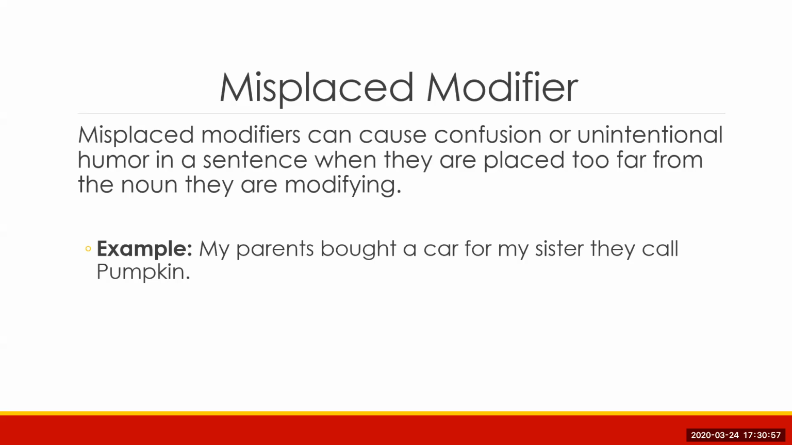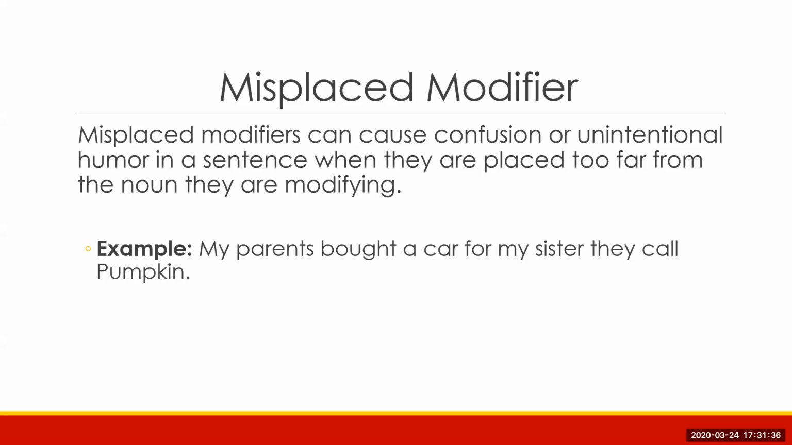So in the example below, my parents bought a car for my sister they call Pumpkin. In this case, I don't know who the writer is talking about being called Pumpkin. Are they talking about the car, or are they talking about the sister? It's unclear. Especially because of the way it's worded, it doesn't quite sound like it's modifying the word sister. It sounds like it could be the car, but again, it's unclear because the modifier wasn't placed correctly.